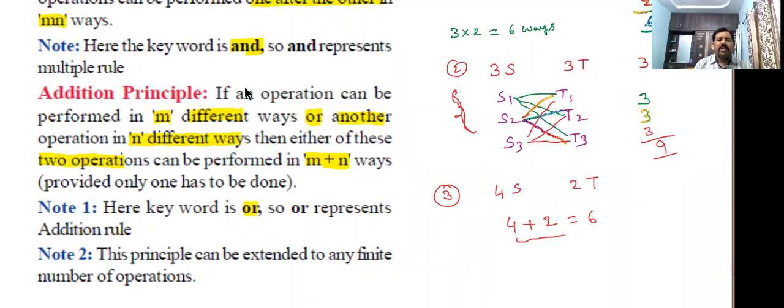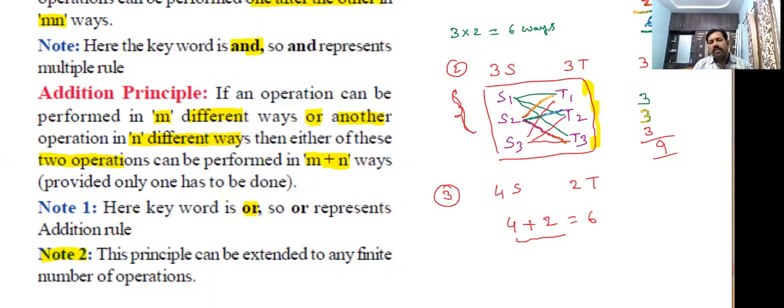Okay, here the keyword is 'or'. 'Or' means addition principle and 'and' means multiplicative principle. See here, note 2: this principle can be extended to any finite number of operations. So with 3 shirts and 3 trousers, we can identify easily by general calculation without using the formula.